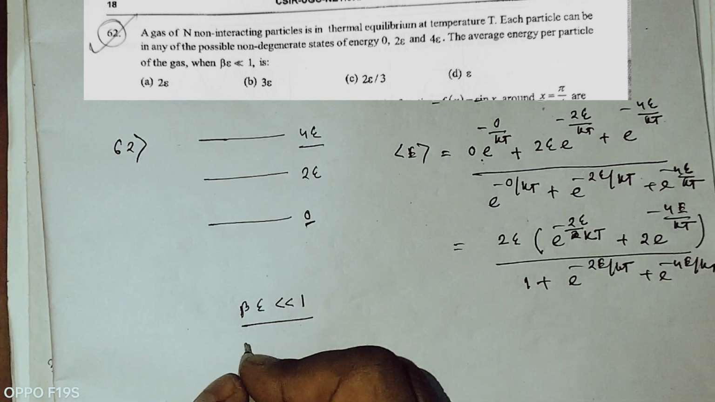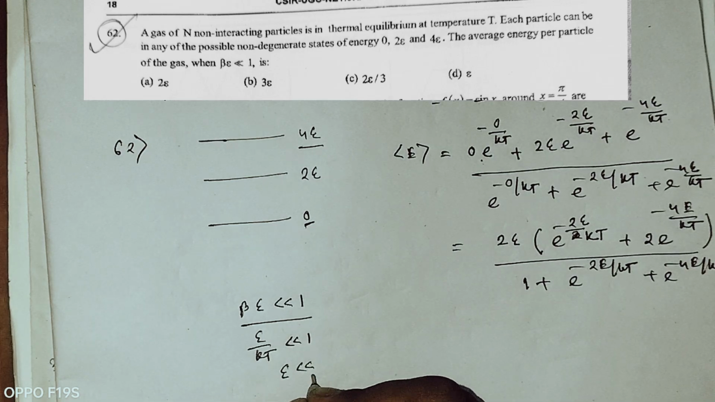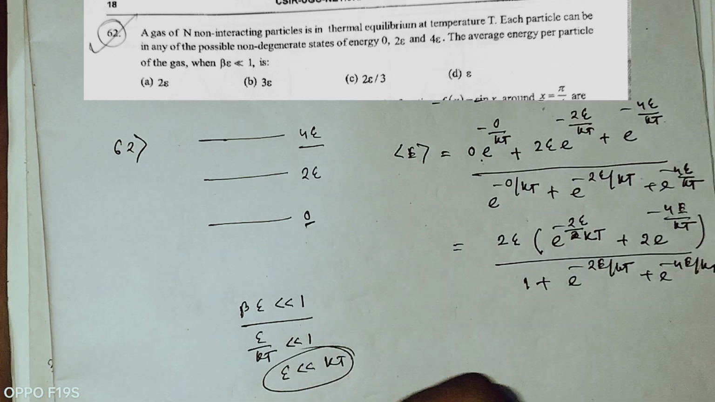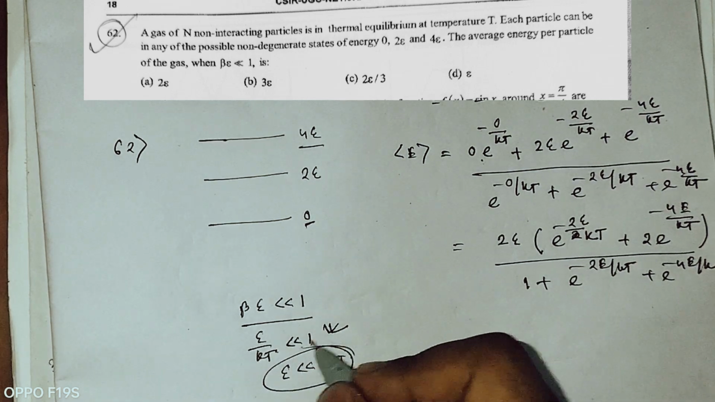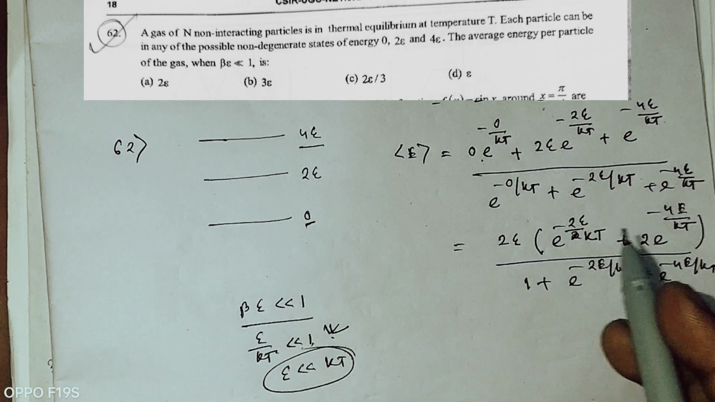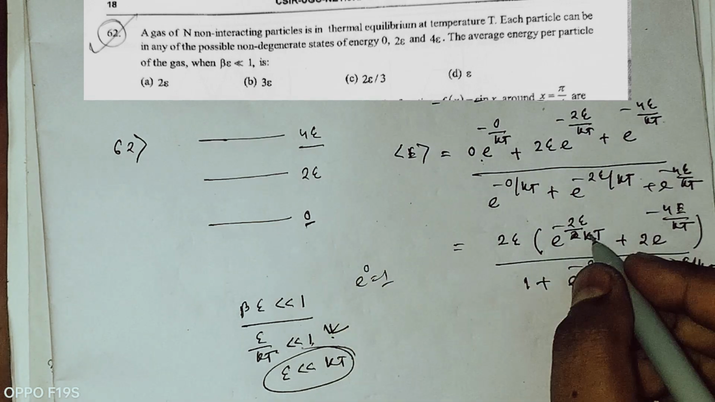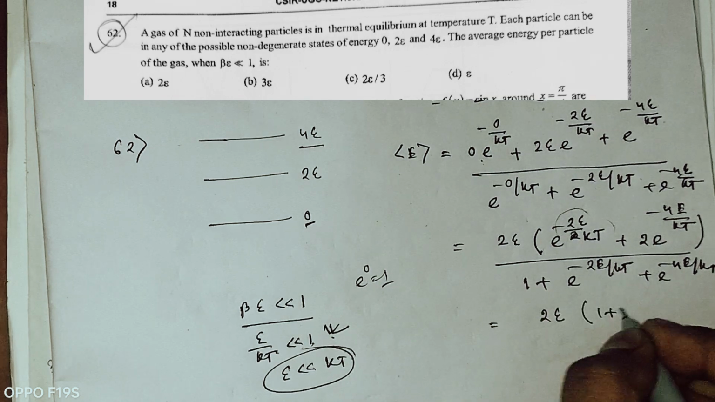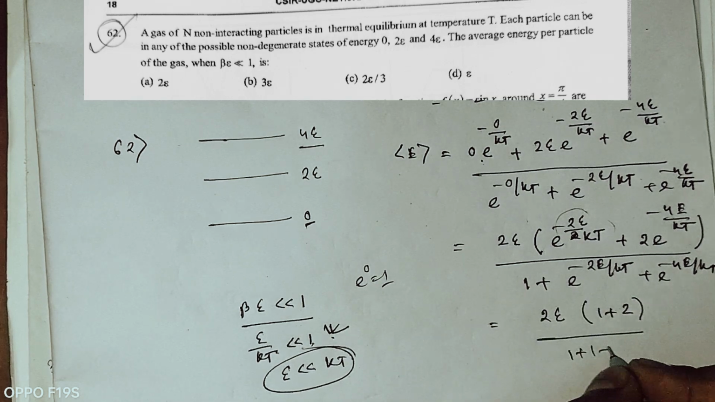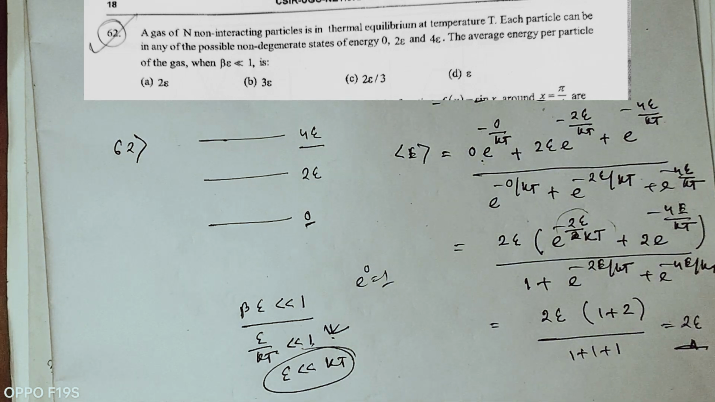So you can write b equal to 1 by kt. So epsilon by kt is very much less than 1. If this is nearest to 0, near equal to 0, then e to the power 0 equals 1. So this term will be 1. Okay, so you can get 2 epsilon into 1 plus 2 by 1 plus 1 plus 1. So you will get 2 epsilon. This is the answer. Very easy. Fine. Next question.